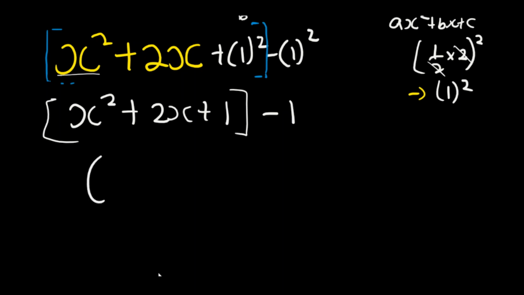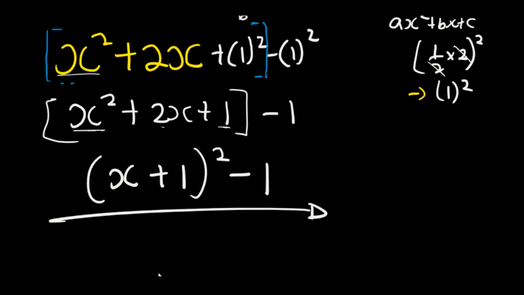Then let's factorize this. So it's going to be x, which is the factor of x squared, and then plus 1, because the factor of 1 is 1. And if you add 1 two times, you're going to get the 2. So it's going to be (x plus 1) to the power of 2 minus 1. So this is the solution for this problem, and we are done completing the square.